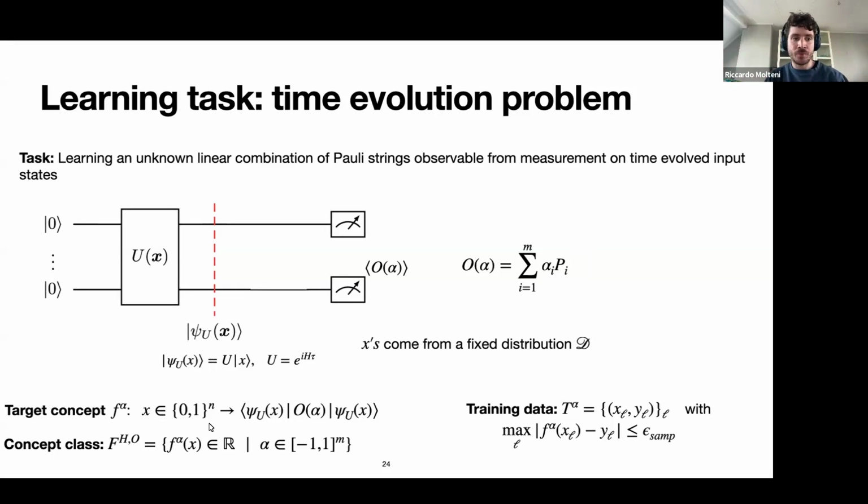We do not know alpha. And the concept class is again all these functions, which will depend on alpha. And as training data, we are given x and the expectation value of the unknown observable on the state psi, U of x. And to make this task close to what happens in the real world, we allow that the expectation values y are not perfect, but we allow some sampling error. So training data are given x and expectation value with sampling error of the unknown observable.